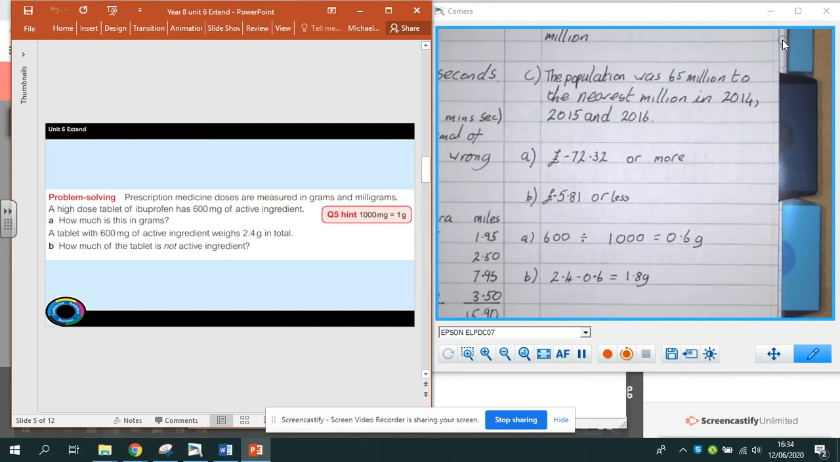So working my way through here, I took 600 milligrams and divided it by 1,000 to turn it into grams, and obviously 600 divided by 1,000 is 0.6. So there is 0.6 of a gram of active ingredient in the tablet. So how much of the tablet is not active ingredient? Well, it's going to be 2.4 grams minus 0.6, which is 1.8 grams. If you need some time now to do corrections, please pause the lesson, return as quickly as you can.